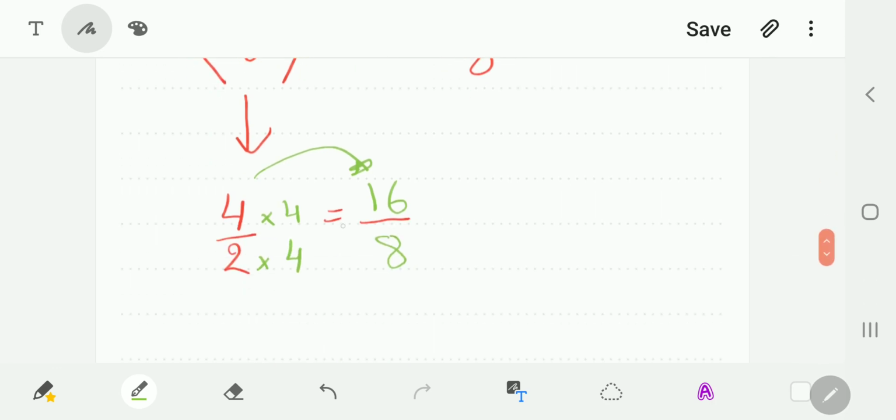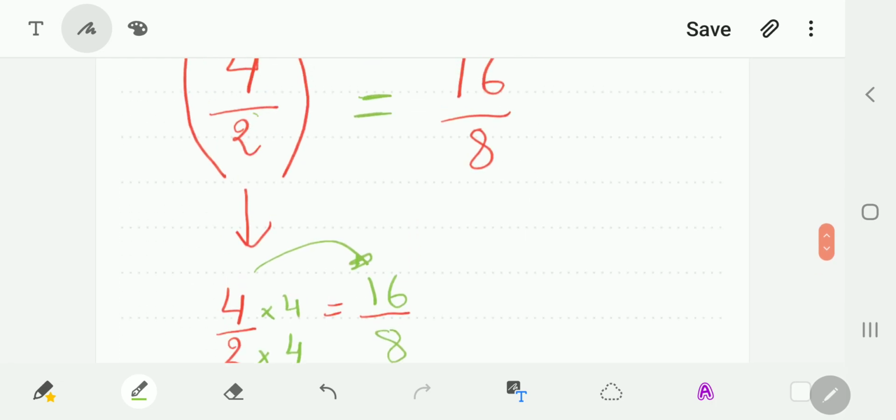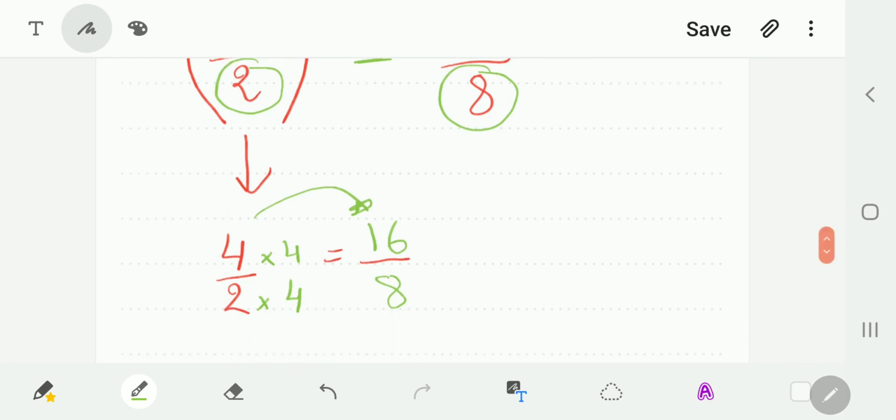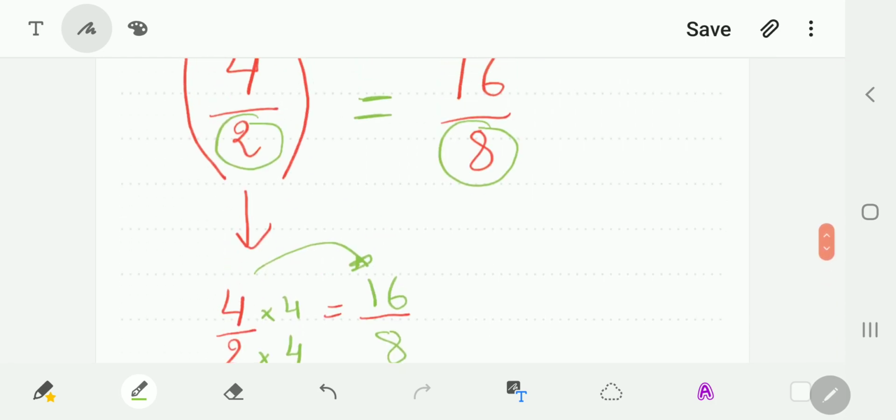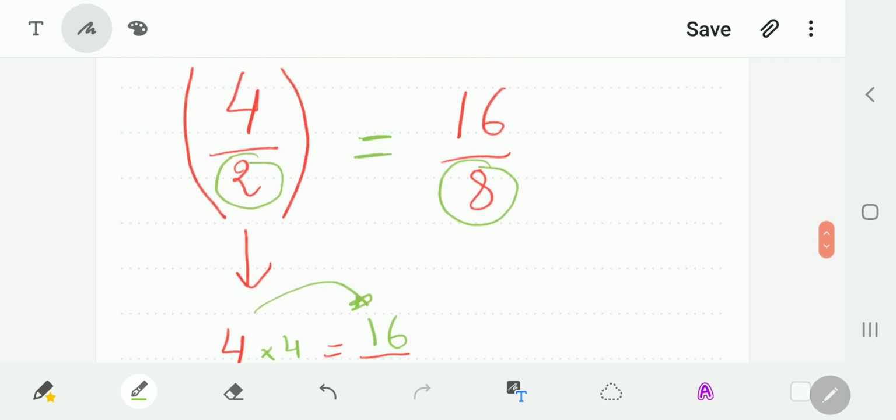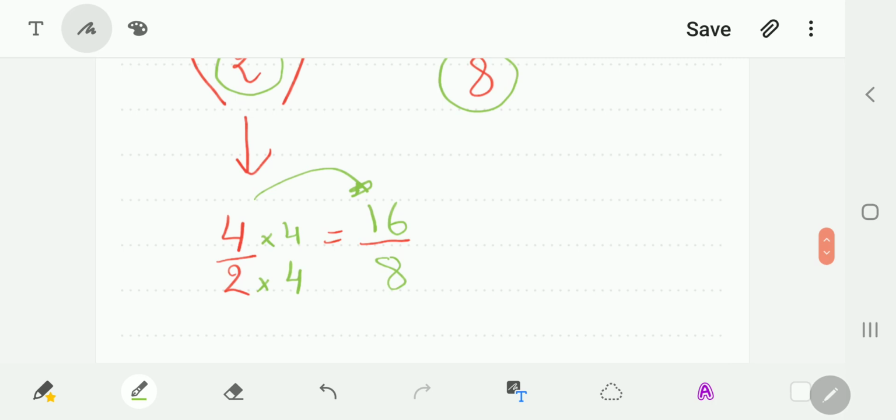But I can prove it. This is how you can prove it, by making the lower number the same. You can also change 16/8 to another fraction that has 2 in the bottom, but then you're gonna do division instead of multiplication. So I find it easier to just do multiplication than doing division, probably.